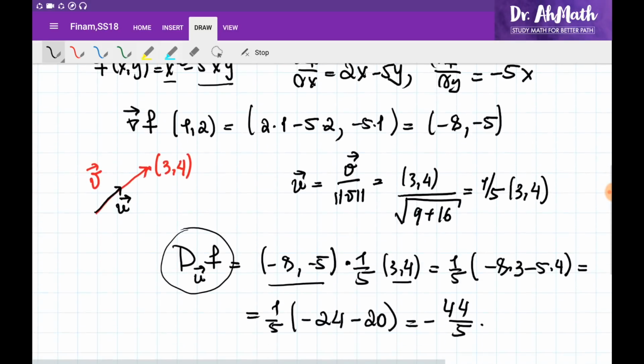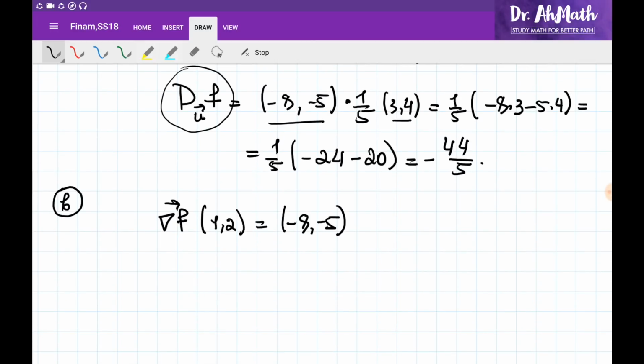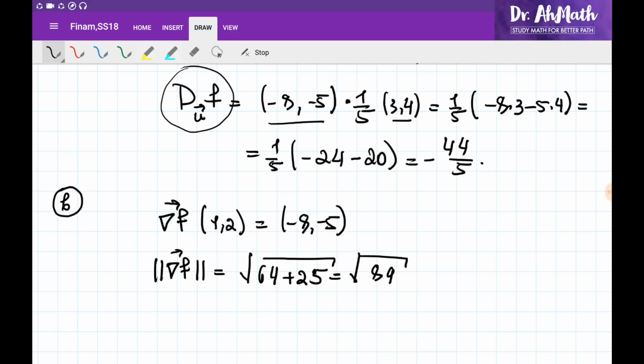The second problem asks us what is the maximum rate of change of the surface at this point, in which direction, and what is this? The direction at which the surface is changing at maximum would be the direction of the gradient vector at this point, which is minus 8 and minus 5. And the absolute value of the maximum rate of change would be the norm of this gradient vector, which is 8 squared, 64, plus 5 squared, which is 25. If we add them, it's going to be the square root of 89.